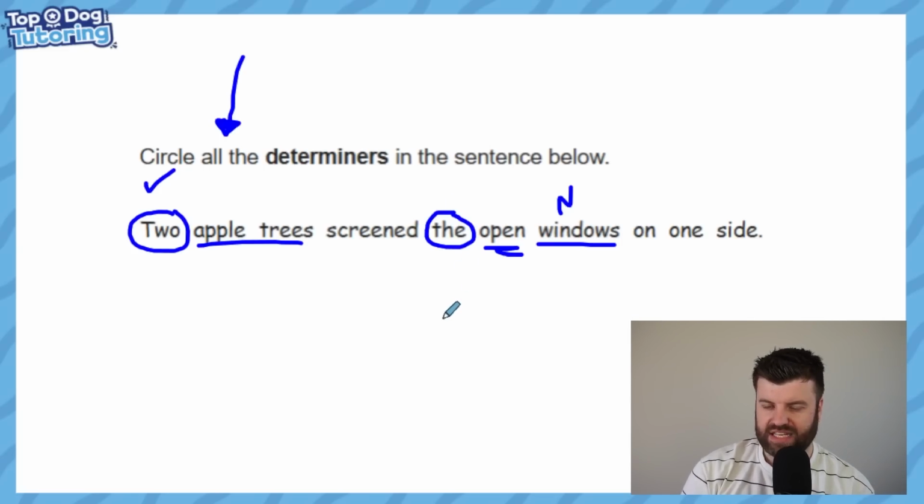And at this point, you might be thinking, well, I found two. It sounds like that's enough, right? No, you need to check every single word. Side here is a noun. Which side? Well, how many sides? One of them. On one side. So this sentence had 3 determiners. Well done if you managed to find them. Remember the key, find the noun, go from there.